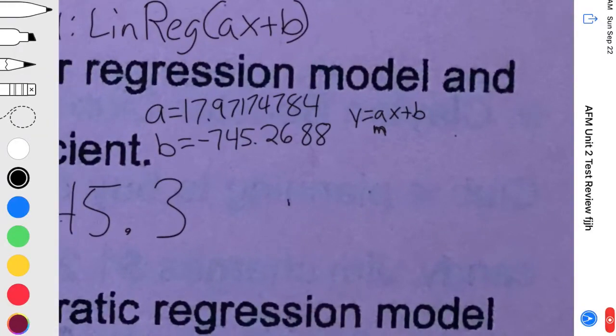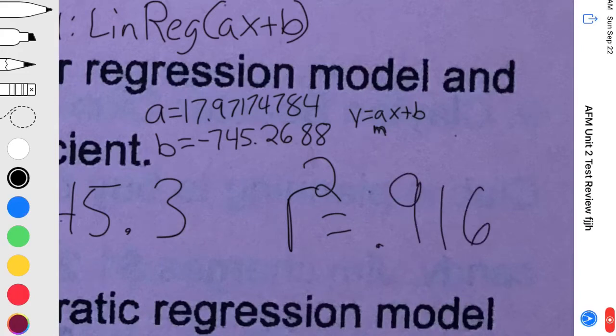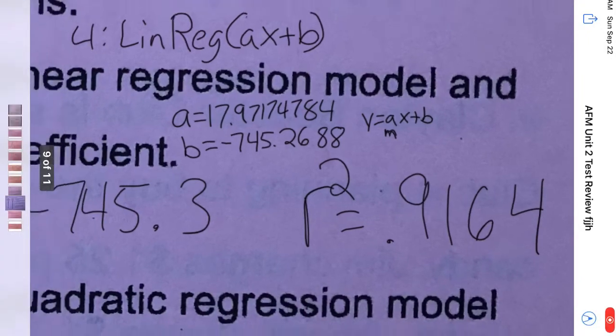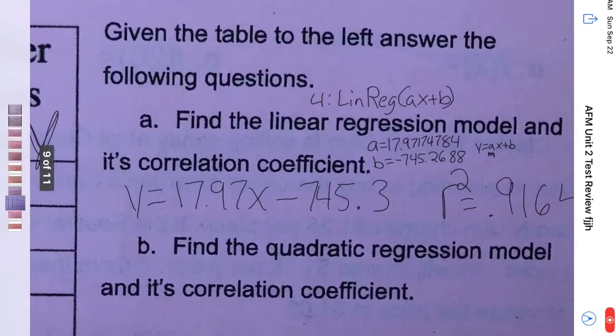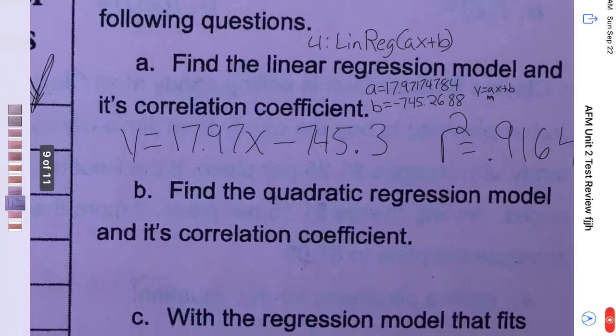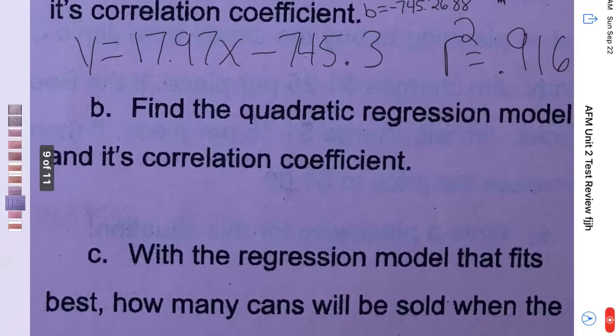And our correlation coefficient, r squared, is 0.9164. So we do have to put our correlation coefficient, which is our r squared. Then we go on to B. B is using the same data. We're just going back to stat calc and selecting quadratic regression instead of linear regression.